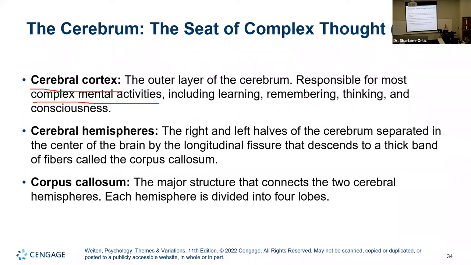Now, I need you to keep in mind that your brain is indeed divided in different hemispheres, right? Your cerebral hemispheres. Some of you might have heard about being right brain or left brain, and that comes from each hemisphere. For example, you have the right and left halves, in which your cerebrum is separated right down the middle of the brain. There is a longitudinal fissure that is going to descend down the middle. And those fibers down the middle of your brain is what we will call the corpus callosum.